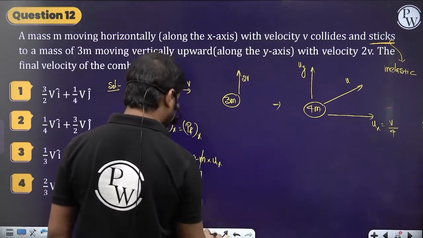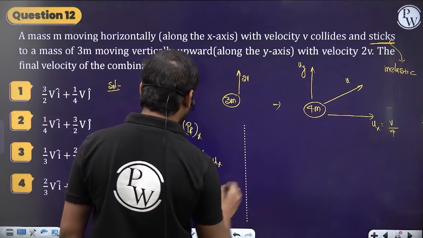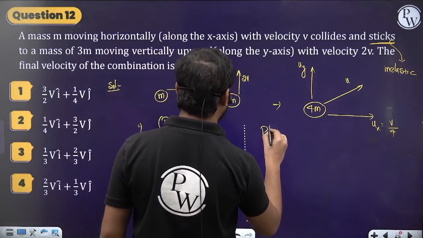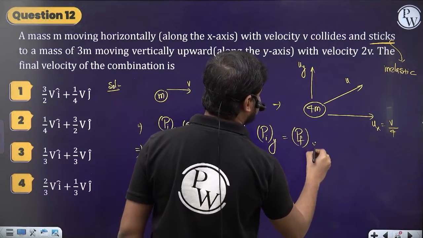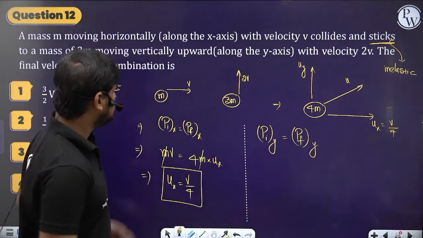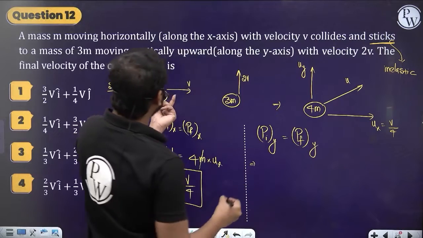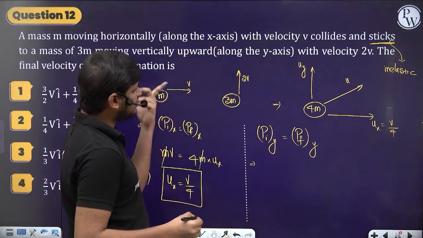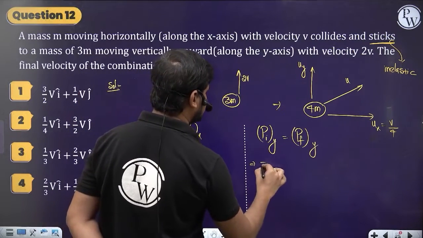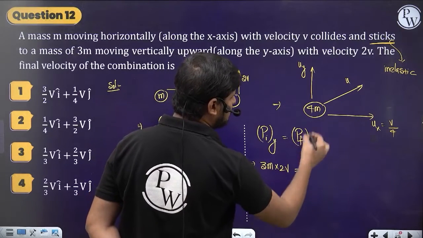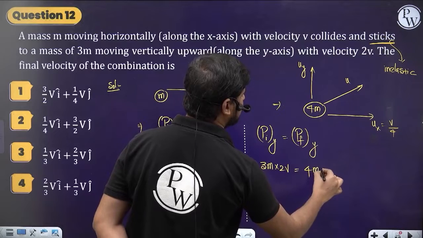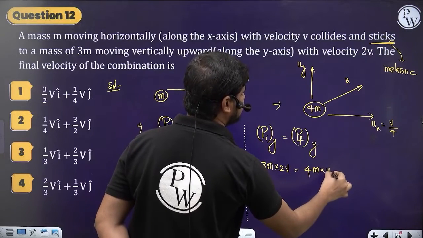Fine. Next, let's write the momentum in the y direction. The p initial in the y direction is equal to p final in the y direction. Yes or no? Initially, the first mass is moving in the x direction, so there is no momentum in the y. The second is moving in the y direction, so 3m into its velocity 2v is equal to, finally, the 4m mass moving in the y direction with a velocity, let's suppose uy.